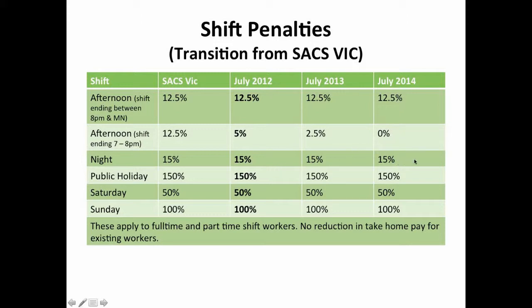In terms of the night shift, it was always 15% in the SACS VIC. Public holidays was always 50% as it is in the Modern Award. Saturday is 50% and Sunday is 100%, so these will continue to apply as per the Modern Award.